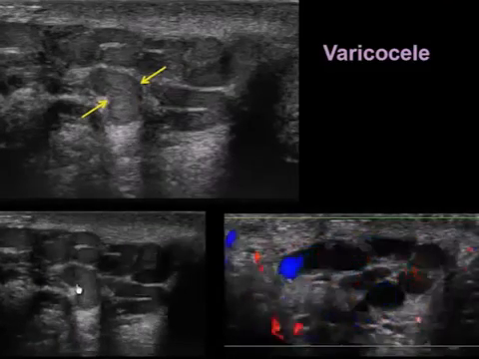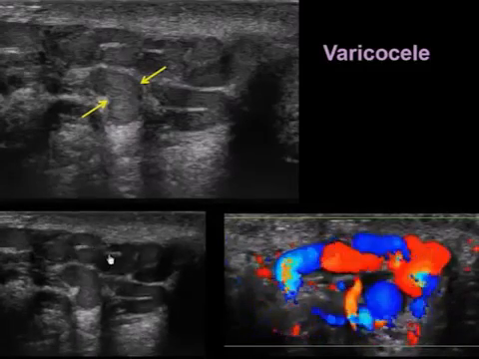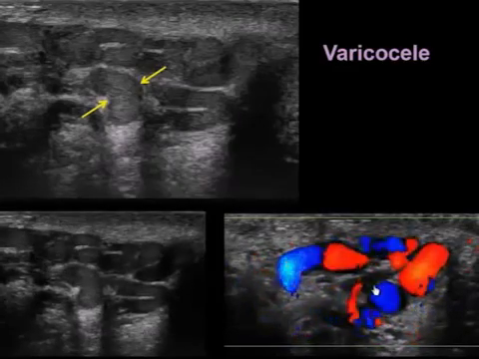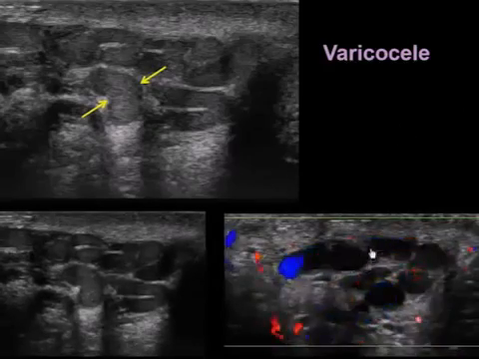On the two-dimensional image, you can see flow inside these veins. It's very slow flow, so that you can just see it with the real time. And here we see flow that's been elicited by a Valsalva maneuver inside with color Doppler.